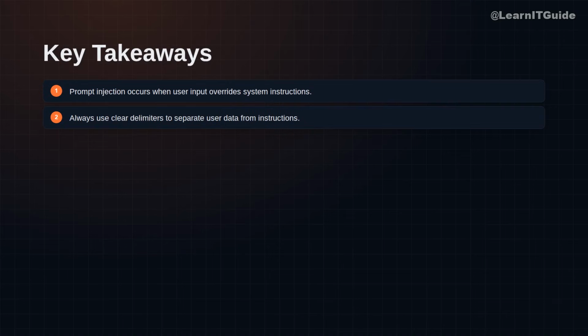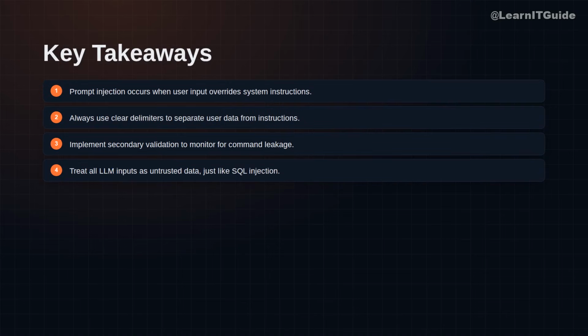Prompt injection happens when user input overrides your system instructions. Always use clear delimiters to separate your data from your code instructions. Implement secondary validation to monitor for command leakage. And finally, treat every LLM input as untrusted data, just like you would with SQL injection in a database.